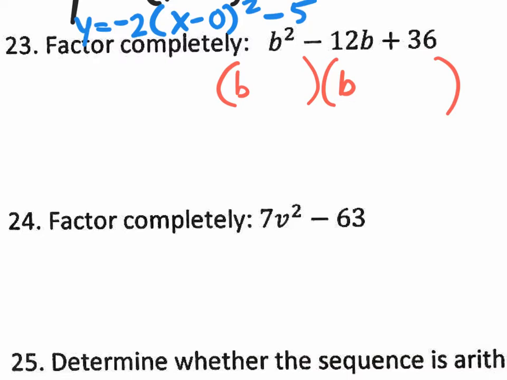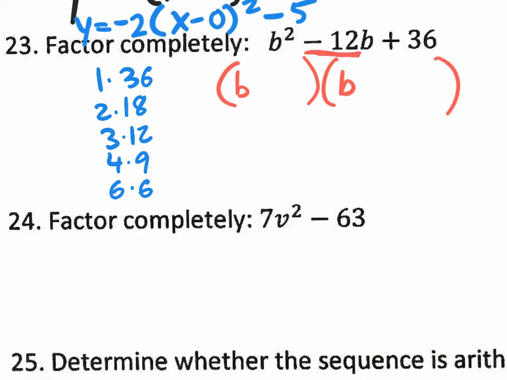If you're confused, make a list, right? How could you get 36? 1 times 36, 2 times 18, 3 times 12, 4 times 9, 6 times 6. That's about it. Those are all the possible ways of getting positive 36 when you multiply. Which pair of numbers combines together to give us the b value, which is negative 12?